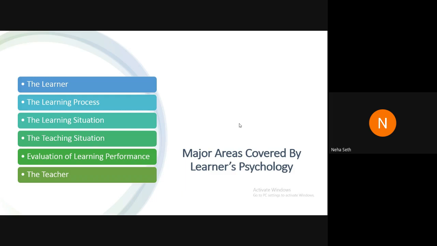Then the second thing is the learning process. Once you have understood the behavior of your learner, the next thing a teacher needs to focus on is the learning process: what kind of learning experience may be provided to our students so that they are able to learn with ease. Their learning experience should be really good. They should be able to remember, understand, and perceive, or most importantly, be able to solve problems.